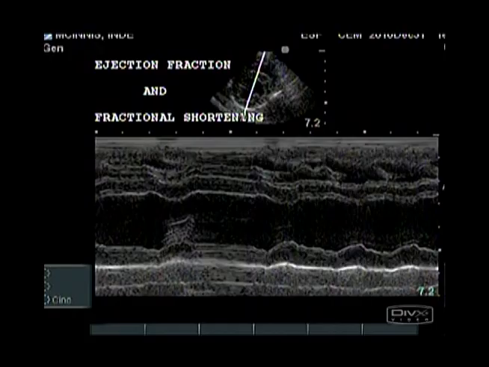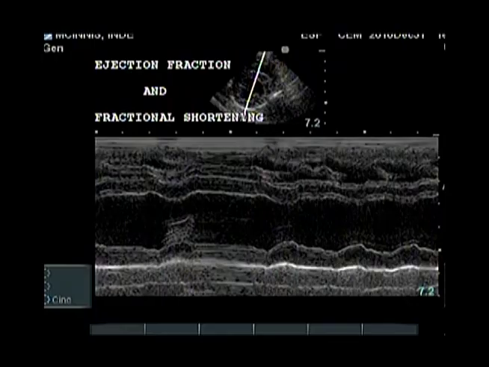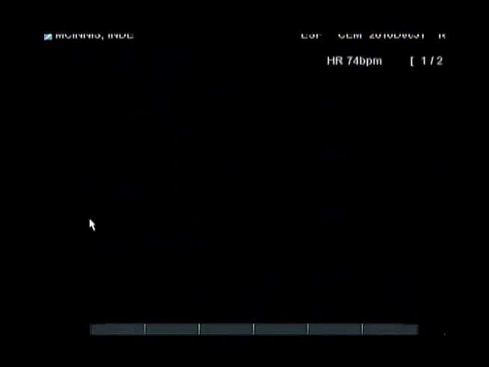Ejection fraction is a calculation of the percentage of left ventricular volume that is ejected from the left ventricle during systole, but it is valid only at the point where the M mode cursor is placed. Normal ejection fraction for a dog is 60 to 80%, and for a cat is 70 to 90%.